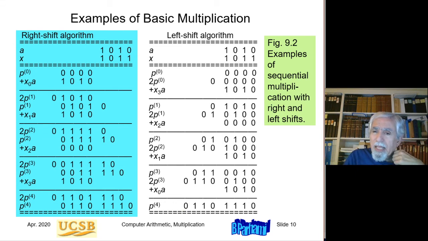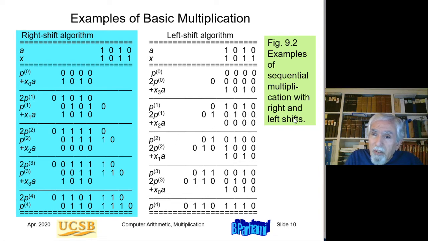So here is an example of that basic multiplication algorithm, both with right shift and left shift, in tabular form. So this is the way in which I represent the algorithms so that we can trace the various steps and see what was done with each operand and what the intermediate results are. And this is the way in which you will present the results of homework. So if homework involved doing a multiplication using a particular algorithm, this tabular representation is what you're expected to present.